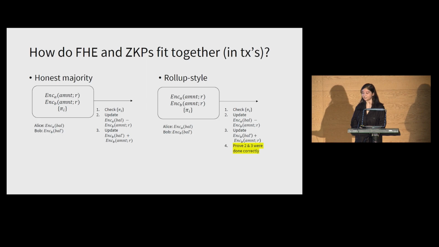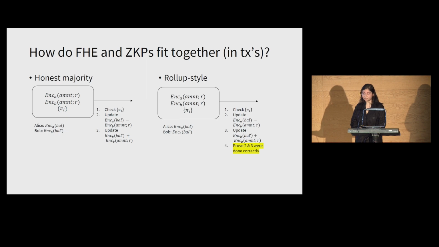Imagine Alice is the sender and Bob is the recipient. She wants to send some encrypted amount of currency using the account model. If we're assuming there's an honest majority of validators, the validators will check the proofs produced by Alice, and then they will perform the computation directly on the encrypted data. So they'll update Alice's encrypted account balance and Bob's encrypted account balance.